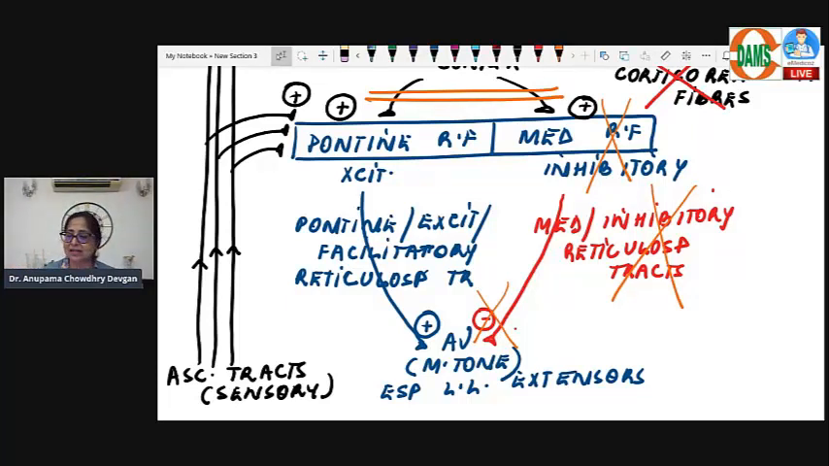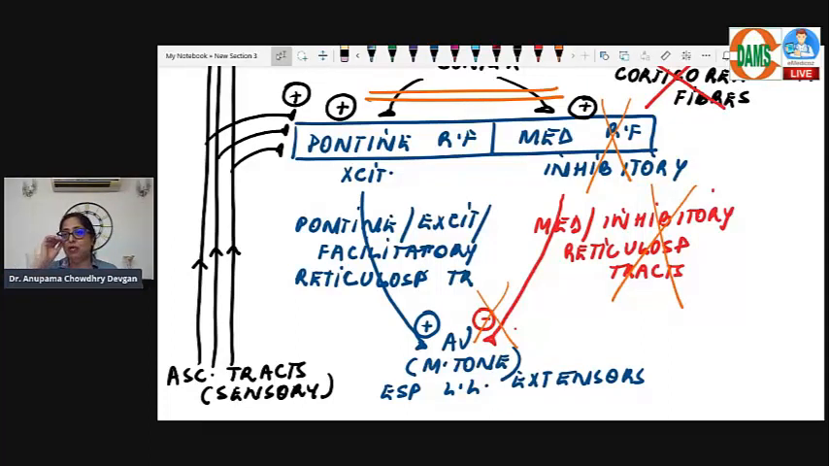Corticoreticular fibers are affected. That means the inhibitory reticular formation is inactive. Inhibitory control over A gamma is gone. Pontine area now becomes overly active. Pontine area gives rise to a pontine or an excitatory or a facilitatory reticulospinal tract, which causes a huge increase in A gamma activity. What is A gamma activity responsible for? Muscle tone. Which muscles? The extensors, primarily. This is why you get increased tone on the affected side.